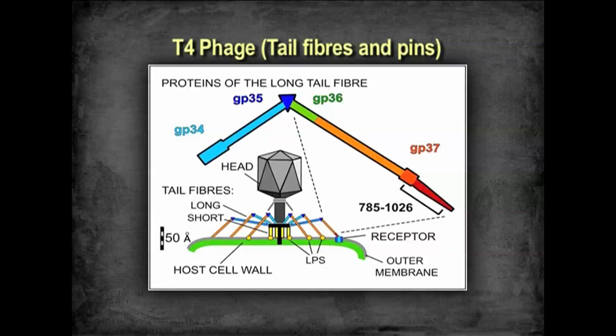The short tail fiber is a trimer of gene product 12, and the long tail fiber is composed of 4 gene products: 34, 35, 36 and 37.